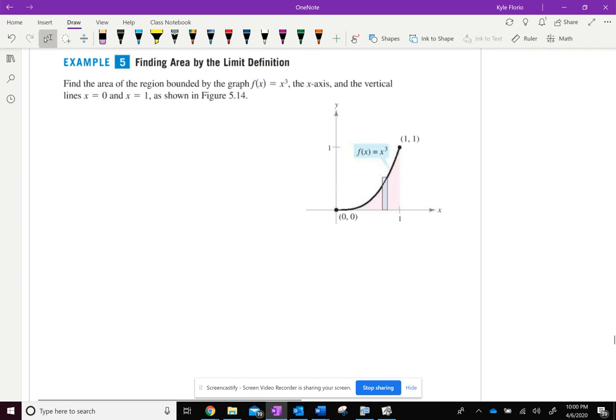Finding area by the limit definition. Find the area of the region bounded by the graph f of x equals x cubed, the x-axis, and the vertical lines x equals 0 and 1. So here we go from x equals 0 to 1, this region right here.